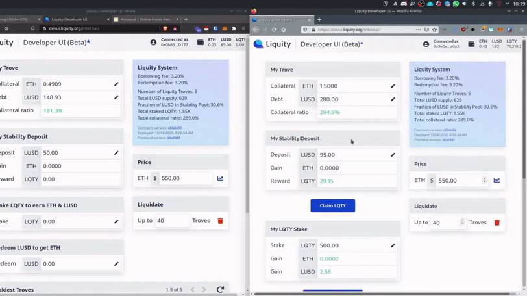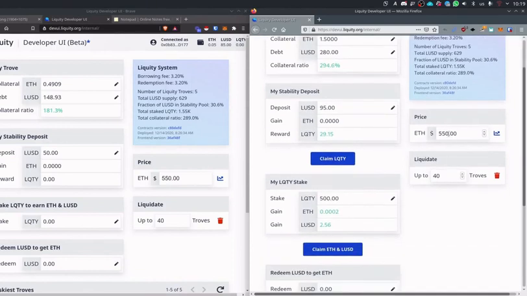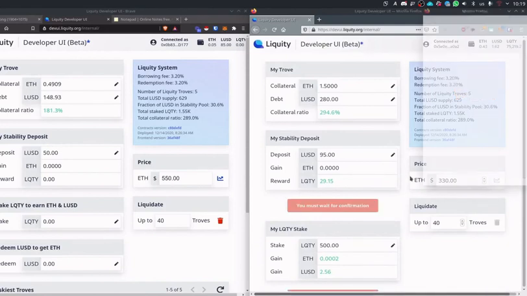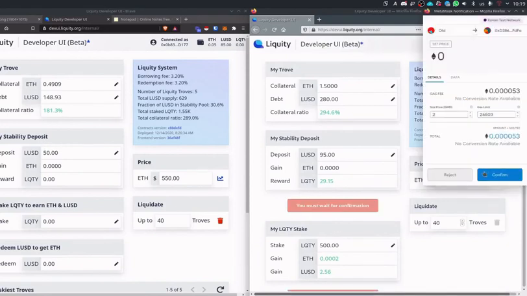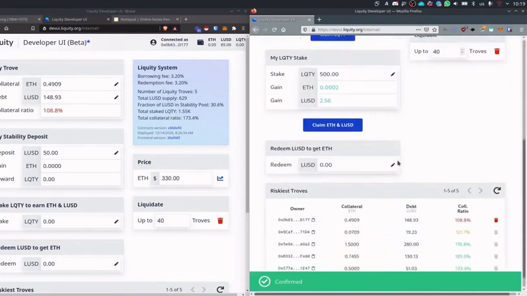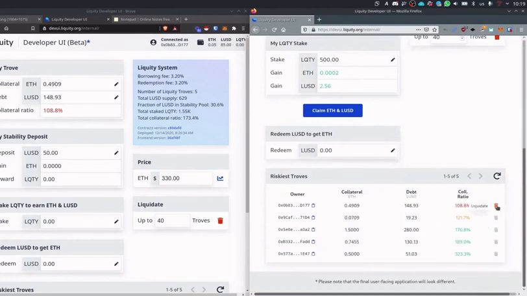So if the value of ETH goes down, so does the collateral ratio. And we have a nice tool here in the DevUI where you can manipulate the price of ETH just to simulate different market conditions. And let's do that. Let's go to 330 and see if this is enough. So let's have a look here. We are at 181, 108.8. Very nice. So this trove is now eligible for liquidation.